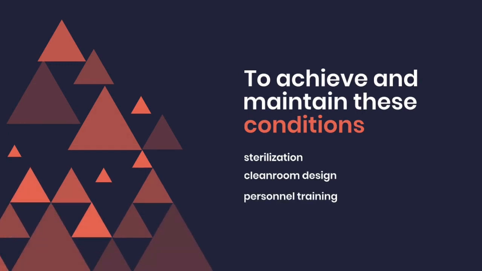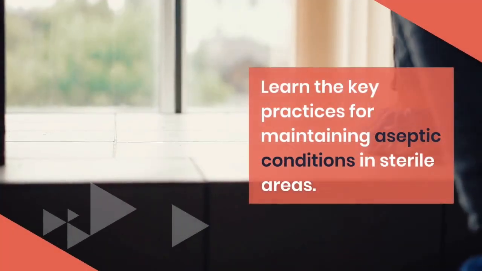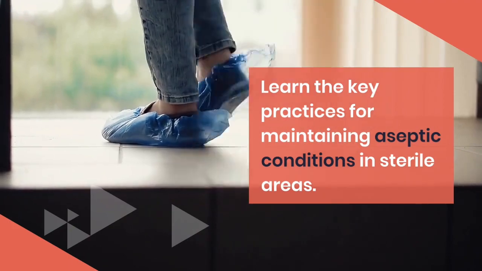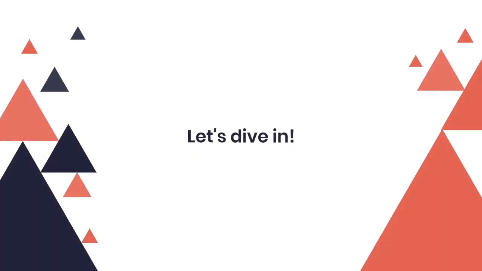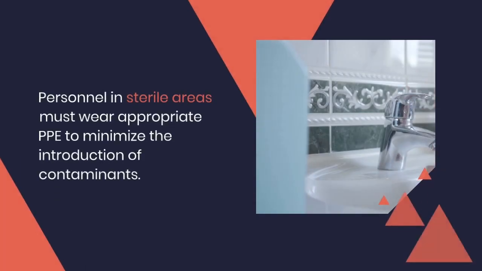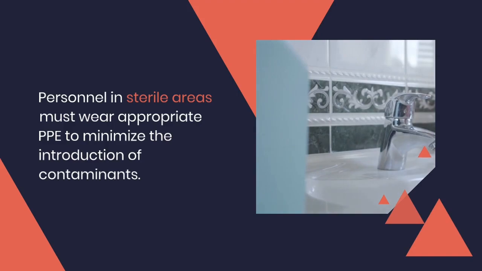5. Cleaning and disinfection. Regular cleaning and disinfection of surfaces, equipment, and tools in sterile areas are crucial to maintain aseptic conditions. Only approved disinfectants and cleaning agents should be used, and proper cleaning procedures should be followed, paying attention to critical surfaces and areas with a higher risk of contamination.